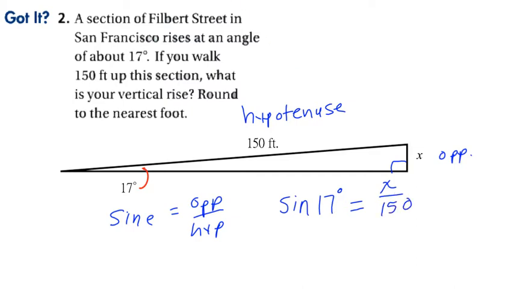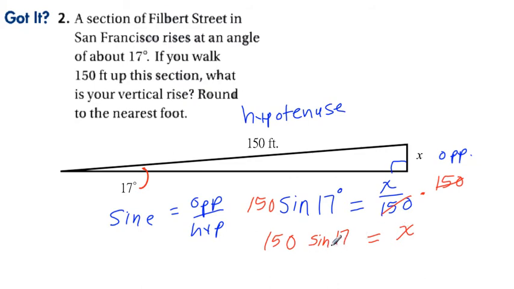Now how do we solve this for x? We need to get x by itself. X is being divided by 150, so we want to multiply by 150. And whatever we do to one side of an equation, we must do to the other. So I'm going to multiply the right side by 150 as well. Okay, these 150s will cancel, leaving me only with x on this side. So x is equal to 150 times the sine of 17 degrees.